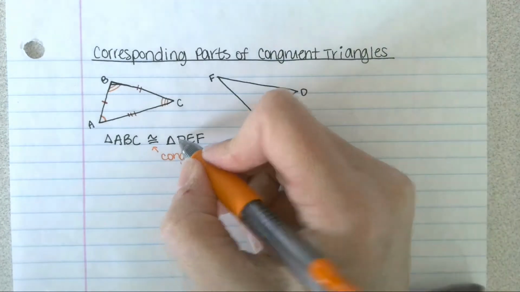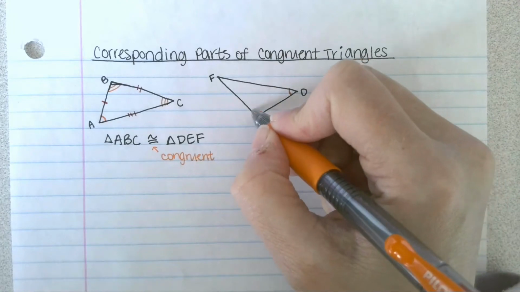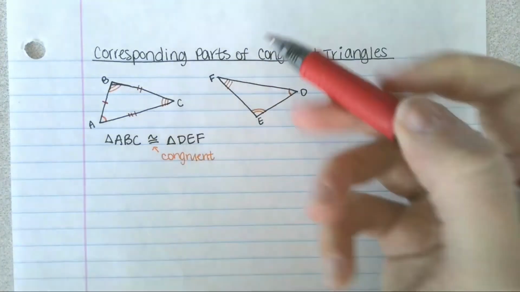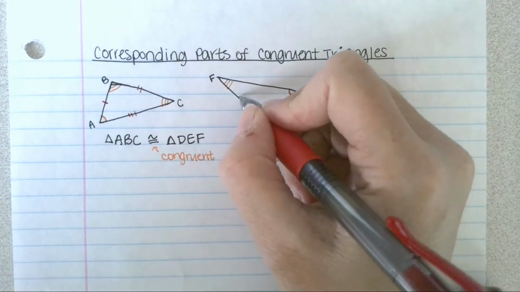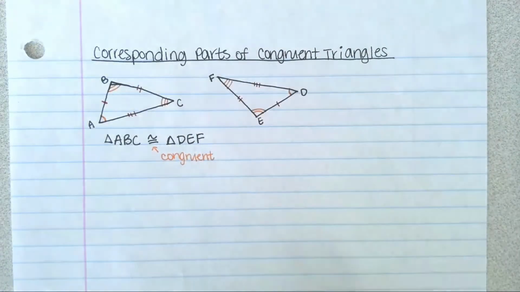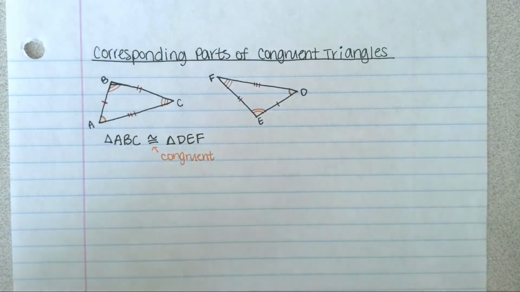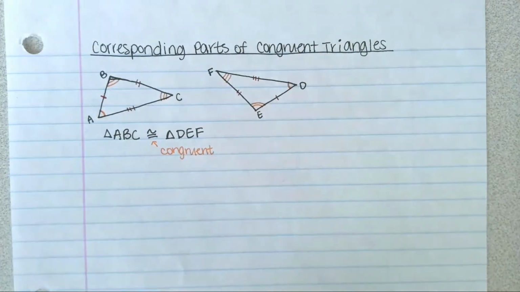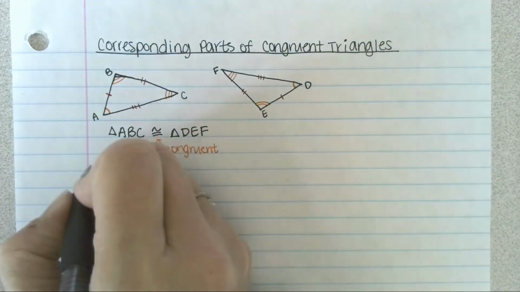Same thing: D gets 1 because it is the first, and then E gets 2, and F gets 3. And then when I mark my sides, D to E is my first side, E to F is my second side, and then F to D is my third side. And so now I can see how these triangles relate to each other and which parts are congruent to which based on these markings that I've listed out. So let's start by listing our corresponding angles first.